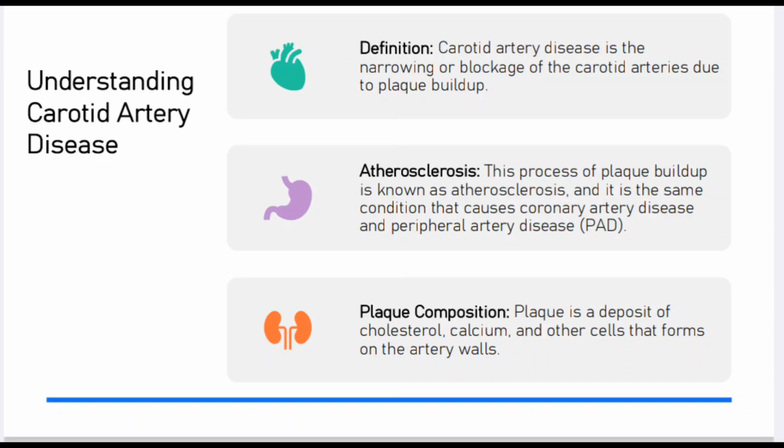Then, understanding carotid artery disease. Definition: carotid artery disease is the narrowing or blockage of the carotid arteries due to plaque buildup. It occurs when the carotid arteries become narrowed or blocked due to the buildup of fatty deposits, known as plaques, and this condition can significantly reduce blood flow to the brain and increase the risk of stroke.